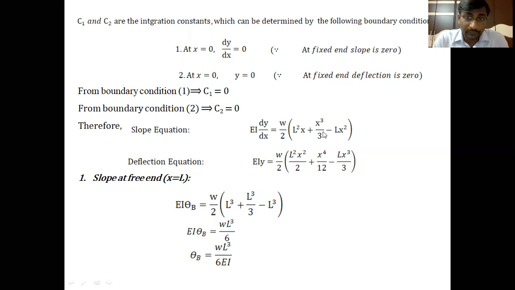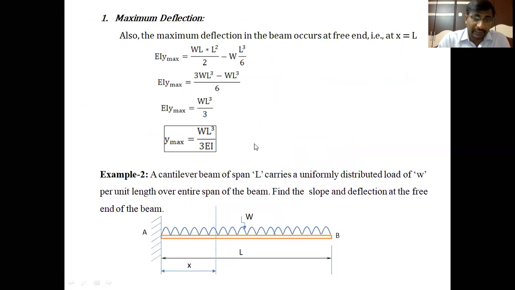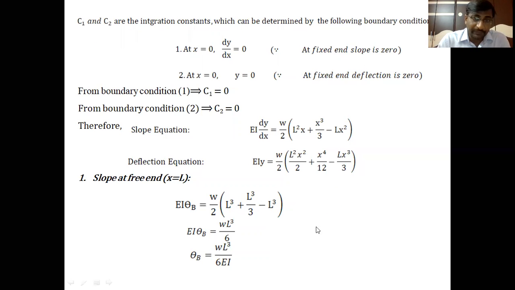In the slope equation, in place of x, substitute the L value, then we can get theta at the free end. Fixed end is A, free end is B. So we will get the slope at the point B. That's why I have written it here as EI theta B, EI into dy by dx at B. Whenever we write the theta B value, we should substitute L in place of x.